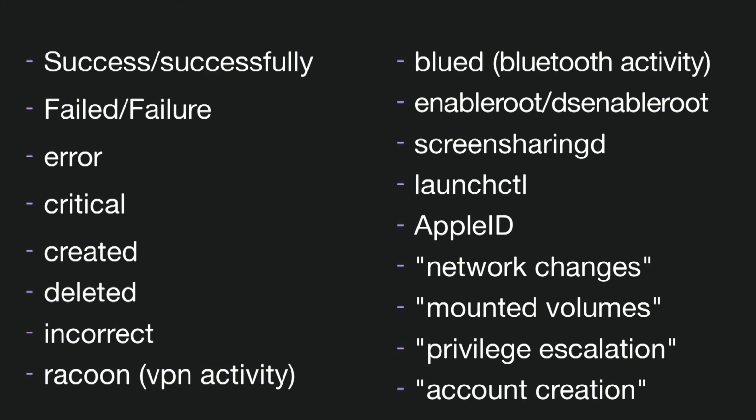If you wanted to get a little more obscure, if you wanted to see VPN activity, you would search for racoon. That's the daemon that controls VPN. Bluetooth would be blued. Enable root, disable root. Again, if you see that, you should go check that machine out. If you didn't enable root on that machine, you're going to want to know why that is in your logs. If you want to see VNC or Apple Remote activity, you would search for screensharingd. You can search for Apple IDs if you want to see who's logged in. You'll get a callback of the actual Apple IDs.